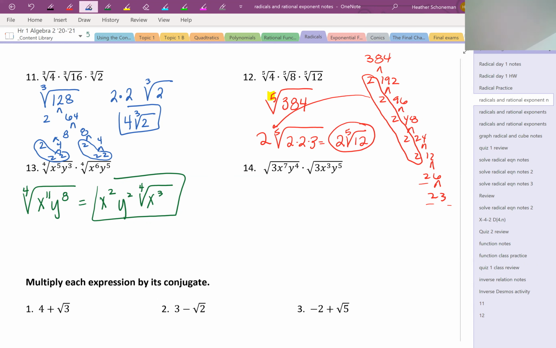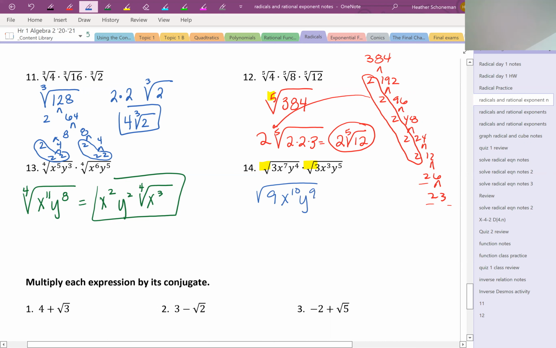This time we've got numbers and variables, but that's okay. What is important is that we have the same number on the shelf, which is the invisible 2. So that means we can combine them into one and then take the square root. Okay, so for the numbers, 3 times 3 is 9. For the variables, x to the 7th times x to the 3rd. When I multiply variables with the same base, I add the exponents. So 7 plus 3 is 10. So I get x to the 10th. But the y's, 4 and 5, would give me 9.